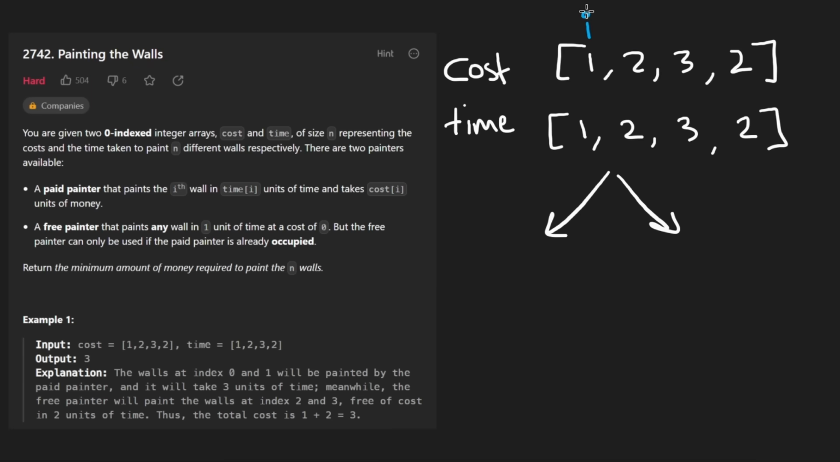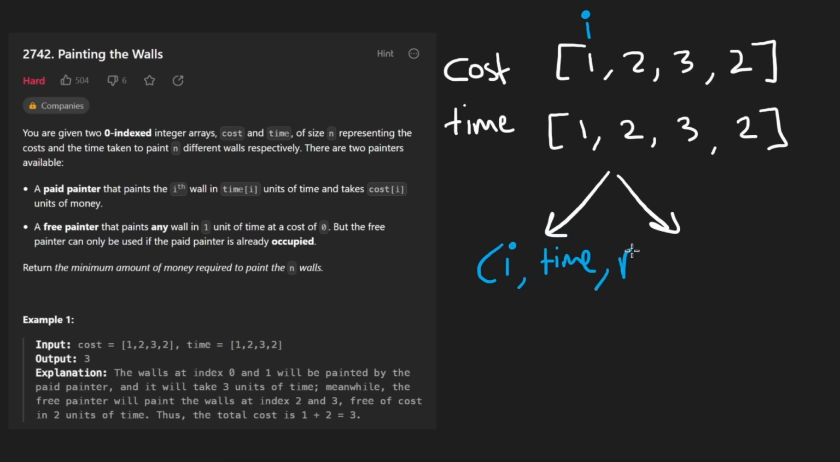We're going to need a pointer i, which tells us which index we're at in the array. So that's one variable for our recursion. We know we're going to start at index 0 and work our way through the array. And I talked about how we need to keep track of the total time we have for the paid painter, for all the walls that we actually choose. Initially, maybe that can be 0.